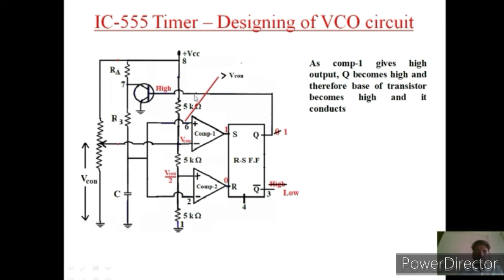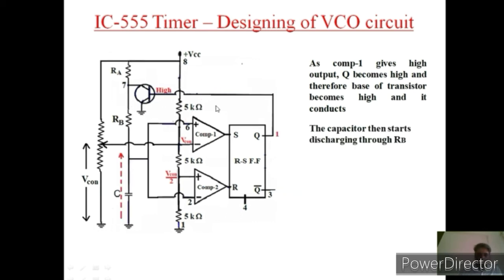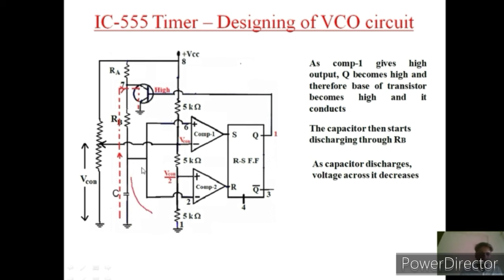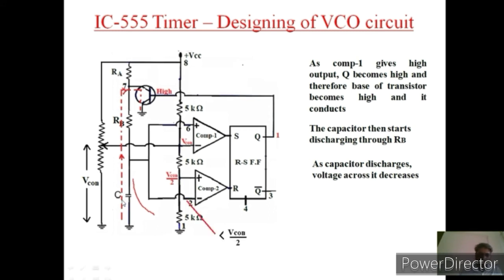When Q becomes 1, base of the transistor becomes high. As soon as base of the transistor becomes high, base emitter becomes forward biased, and therefore now this transistor starts conducting. When this transistor starts conducting, the capacitor gets a path to discharge through Rb and this transistor. Now when the capacitor discharges, voltage across the capacitor decreases exponentially. As soon as voltage across the capacitor becomes slightly less than V control by 2, comparator 2 gives high output, comparator 1 gives low output.